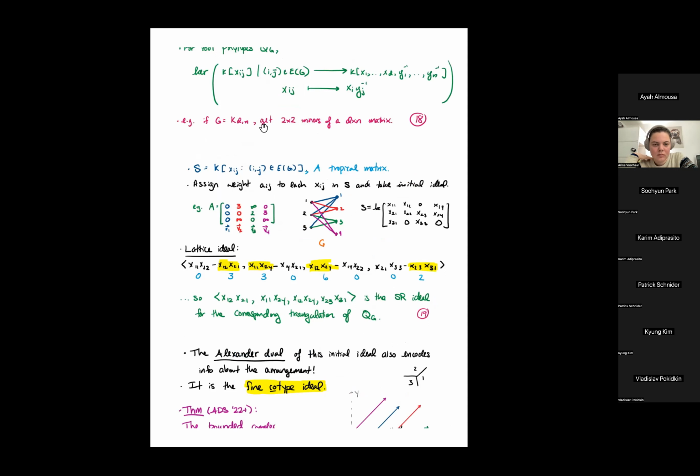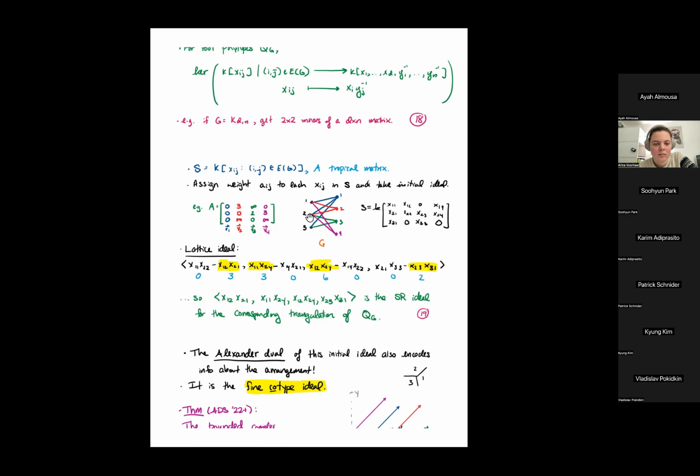And so if G is the complete bipartite graph, I'm getting exactly the 2 by 2 minors of a D by N matrix, right? This will just be the Segre embedding if I do that. And so more generally here, if I have this tropical matrix, I can assign a weight a_ij to each of the variables, right? And that's exactly what the tropical matrix is doing. And I'm going to just ignore the variables that have infinities, right? It's like those variables don't show up, right?